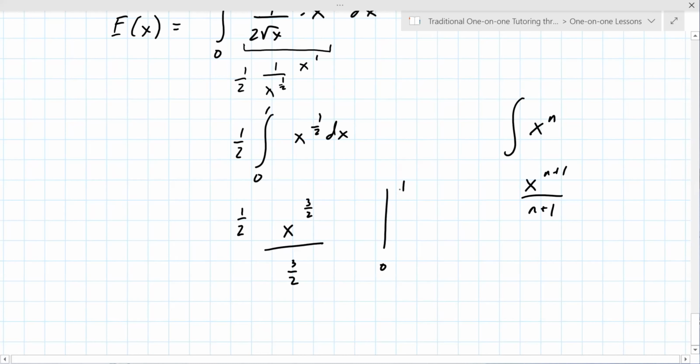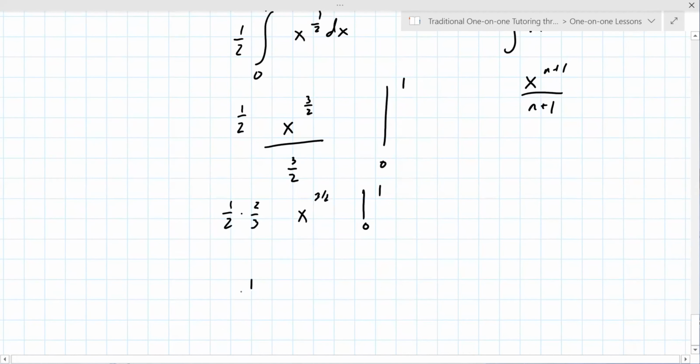And if none of this looks familiar, I mean, you haven't done it in a while. So the 3/2 here combines with the 1/2, so it's 1/2 times 2/3, and then you have this x to the 3/2 that you evaluate from 0 and 1. So these cancel. You get 1/3, and then x is 1, so it's 1 to the 3/2 minus 0 to the 3/2. So it ends up being just 1/3. And that's your expected value of x. And I didn't skip any steps.